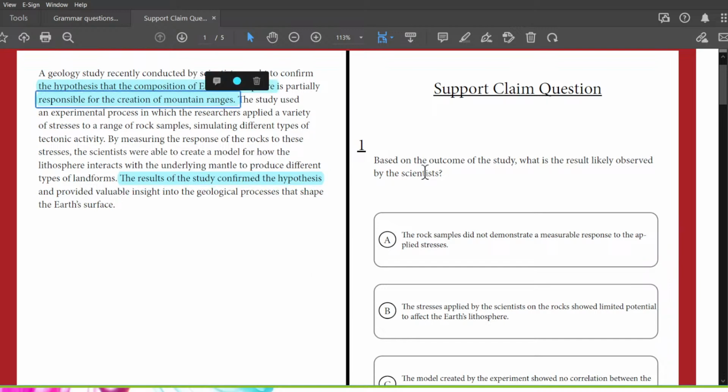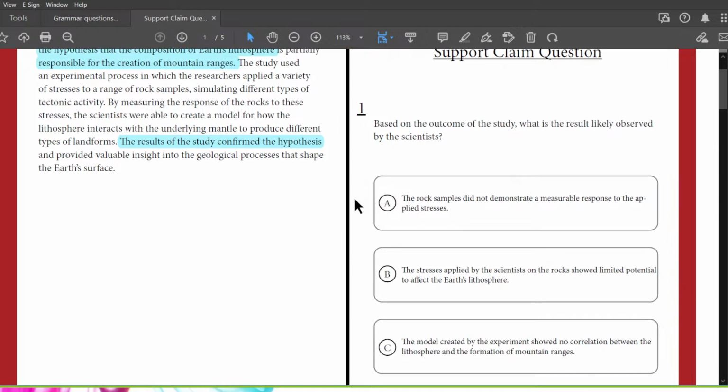So I'm just going to look for whichever answer has the strongest support for this idea that this thing affects this thing. I don't need to know what those things are. I don't really need to know what all they did. I just need to look for a result that does that.